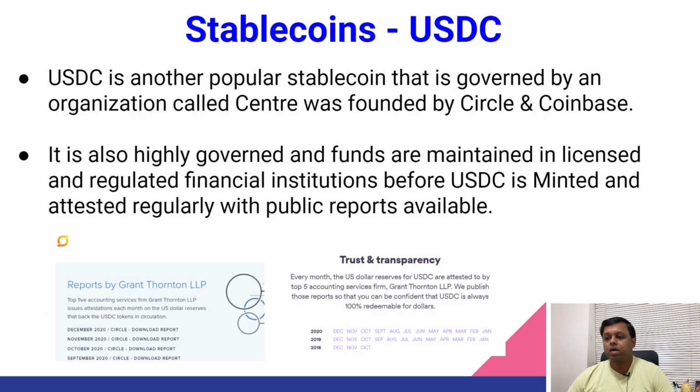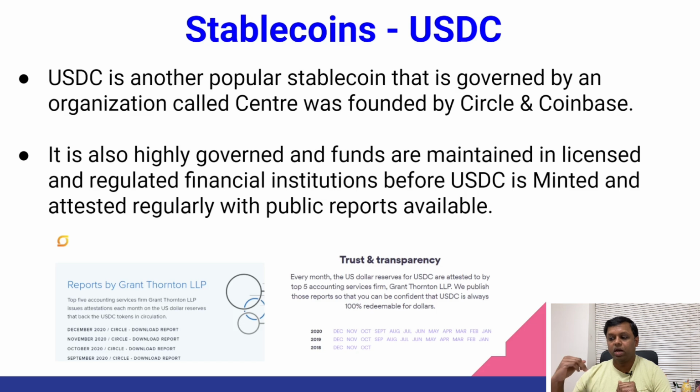Now, another common stablecoin is USDC, which was co-founded by Coinbase and another big organization called Circle. They created this popular stablecoin USDC, and this is also highly governed. The funds are maintained in licensed and regulated financial institutions. Before $1 of USDC can be minted, they need to make sure that the real-world dollar is kept in their financial institution, and that is also attested on a regular basis as a report by Grant Thornton LLP, which is a very famous accounting firm.